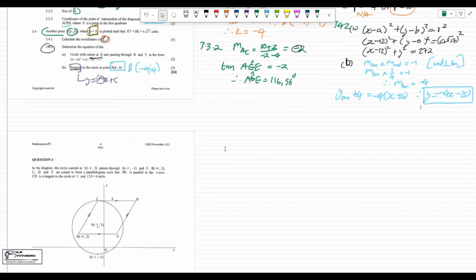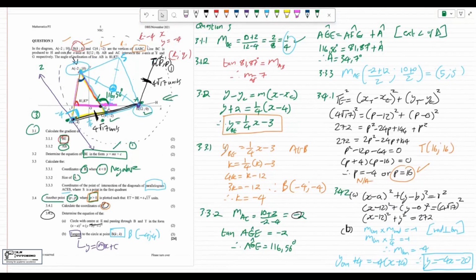If you're in grade 11, from question 3.4, up to here, this is all the way up, that's grade 11. Then this last question is grade 12.